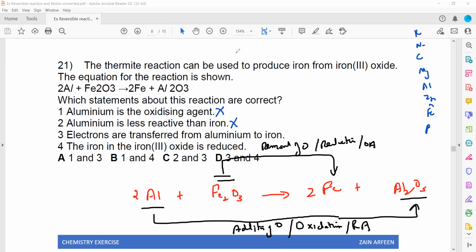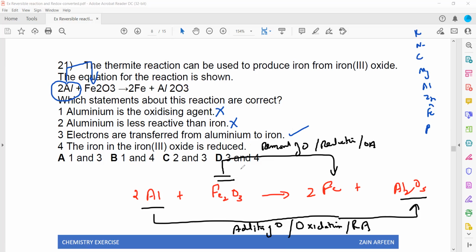And because this reaction occurs, it shows that aluminum is more reactive. Aluminum is able to displace iron from its compound. Electrons are transferred from aluminum to iron, or aluminum is losing electrons. That's true because oxidation is a loss of electrons. So aluminum will lose electrons. For aluminum, oxidation happens. And iron, in the iron 3 oxide, is reduced. So that is also correct.